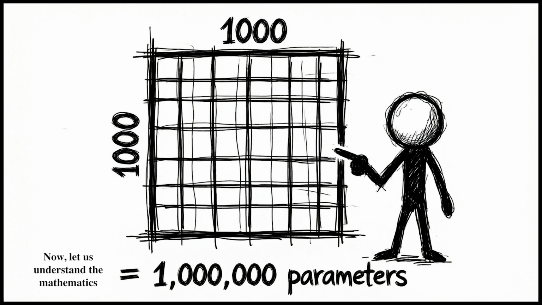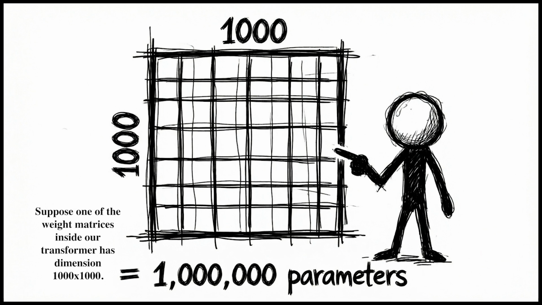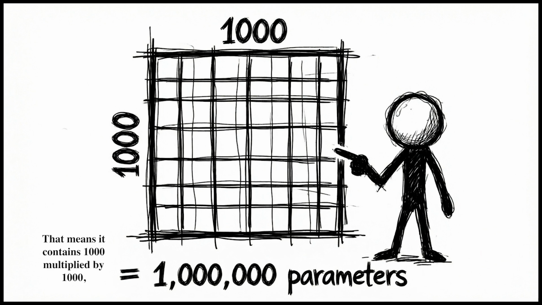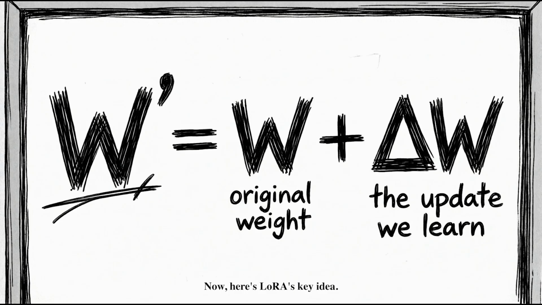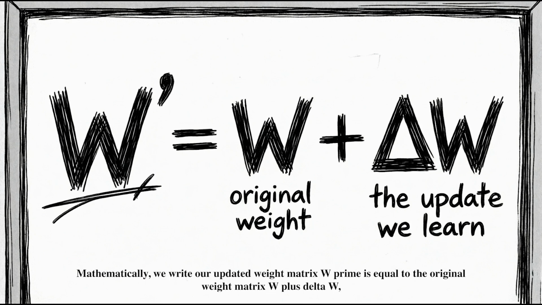Now, let us understand the mathematics. Suppose one of the weight matrices inside our transformer has dimension 1000 by 1000. That means it contains 1000 multiplied by 1000, which equals 1 million parameters. If we perform full fine-tuning, all 1 million parameters must be updated during training. Now, here's LoRA's key idea. Instead of learning a completely new weight matrix, we only learn a small update.